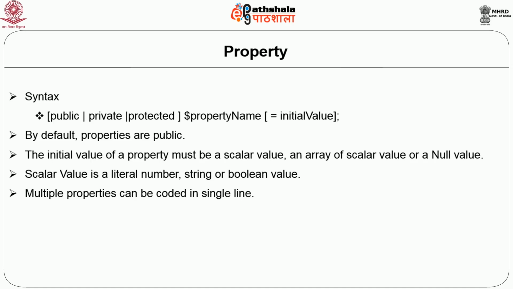By default properties are public, so if you do not write an access modifier, the property is considered public. And if you assign an initial value, as it is optional for defining a property, then the initial value of the property must be a scalar value, an array of scalar values, or a null value. We know that scalar value means a literal string, number or boolean value. You can define multiple properties within the same line by separating them with commas.